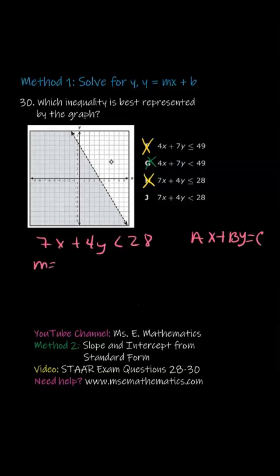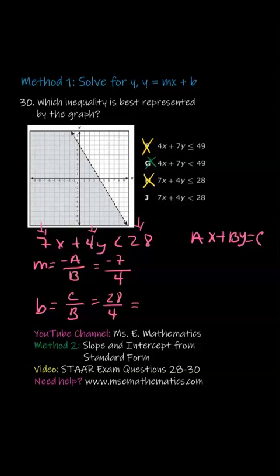The slope is found by doing negative a over b. In this case, a is negative 7 over 4. The y-intercept is c over b. In this case, it is 28 divided by 4. To simplify that, 28 divided by 4 is 7. So we check. Is 7 the y-intercept of our graph? And it is, just like before.